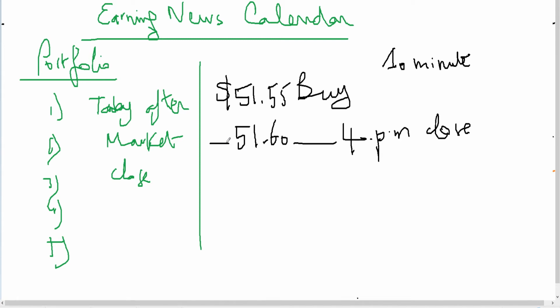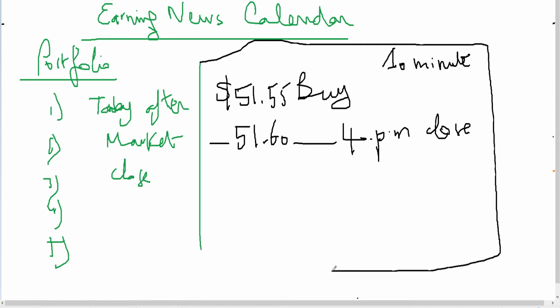Now, from now on, your trade has begun. Okay? You bought at 51.55 and the stock closed at 51.60. It doesn't matter here whether it goes up or down. Now, what you should do is wait and check the stock after hours.